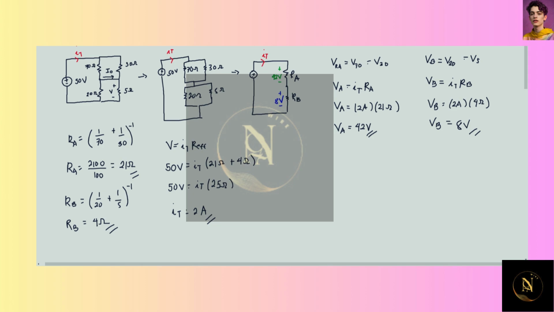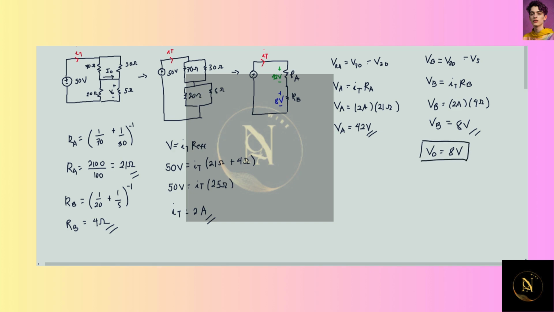Now, we could say that V naught is just the voltage across the 5 ohm resistor. And we already have that value, and that is 8 volts. Hence, V naught is equal to 8 volts.